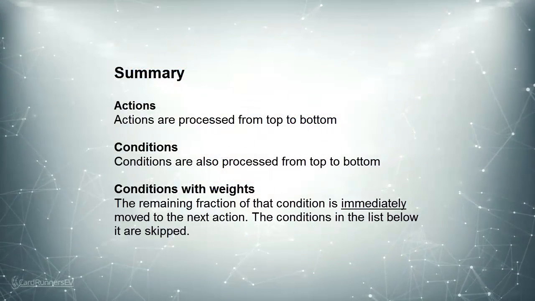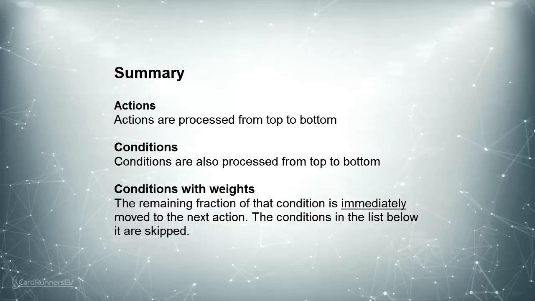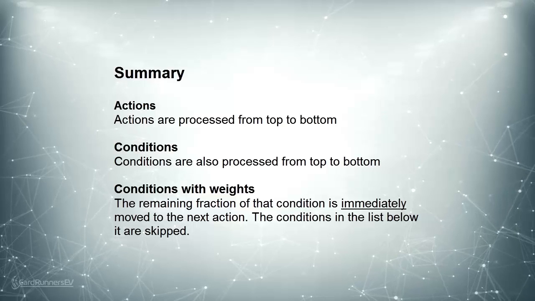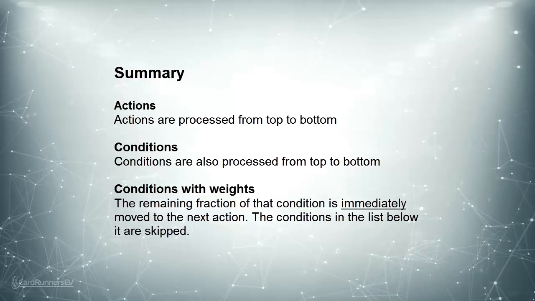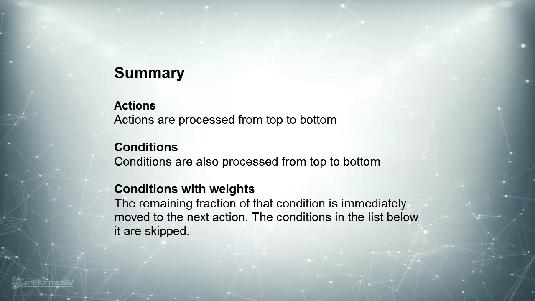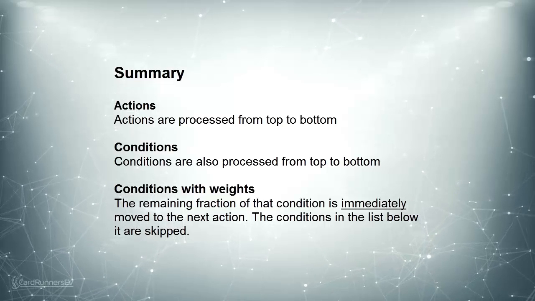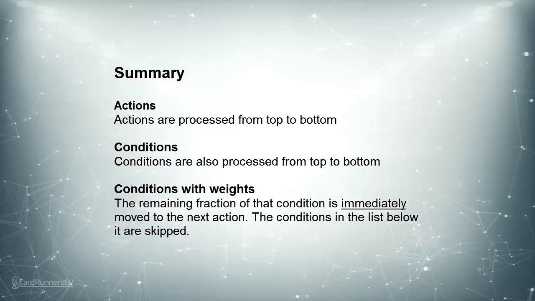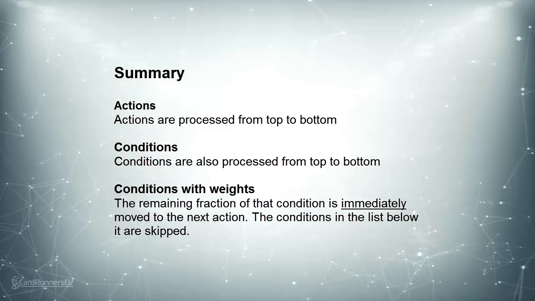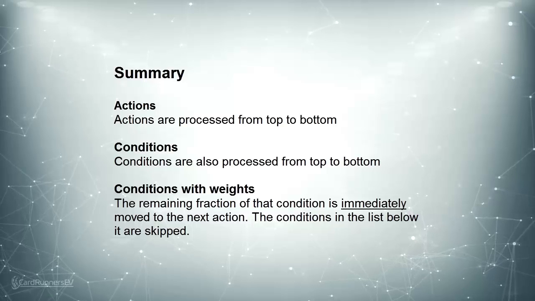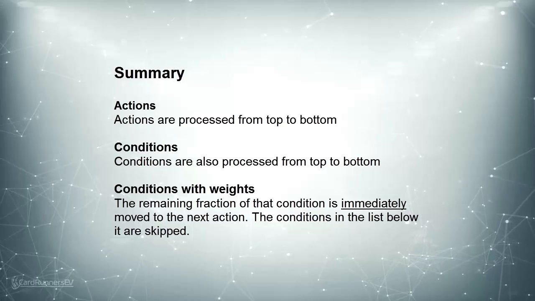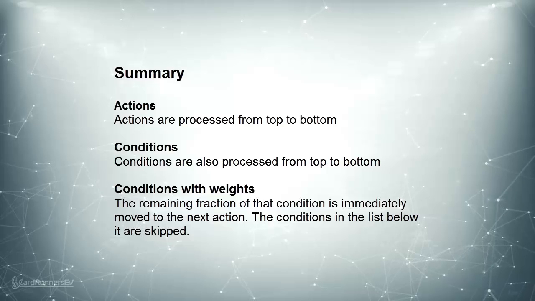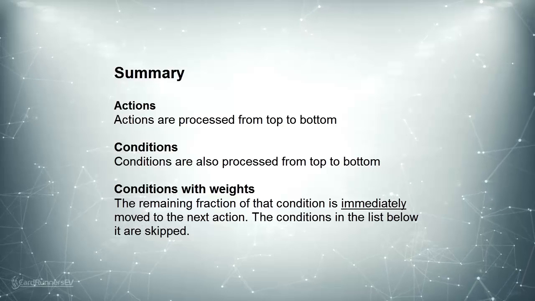So, to sum up this video, actions that are placed higher in a decision will get a higher priority, and the same applies to conditions. And if a condition has a weight, then the fraction of hands that were true but were rejected because of the weight will be moved to the next action. Conditions in the list below the weighted condition will not be checked, because the weighted condition has already told the software that those hands should not be in the action.